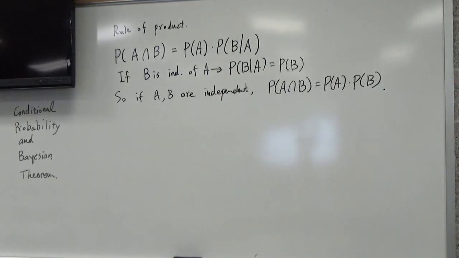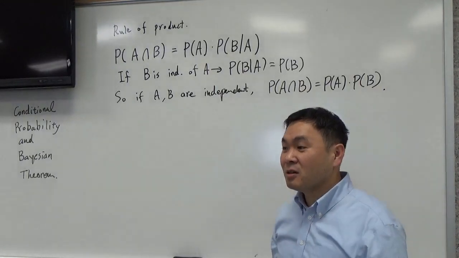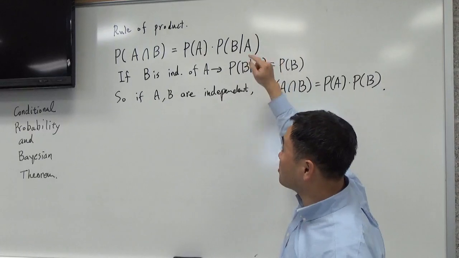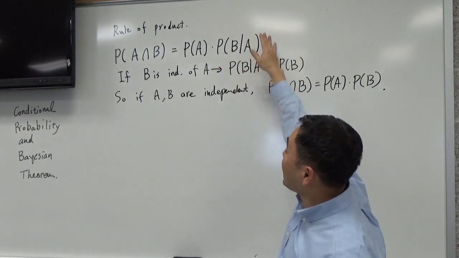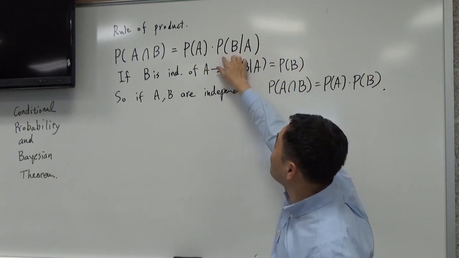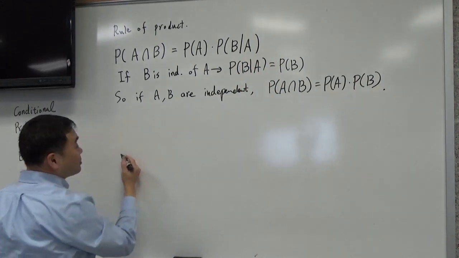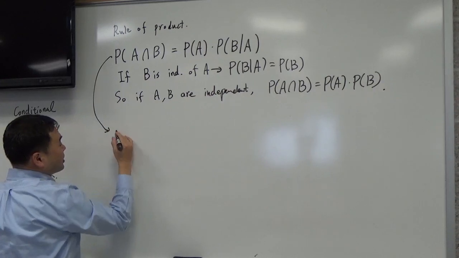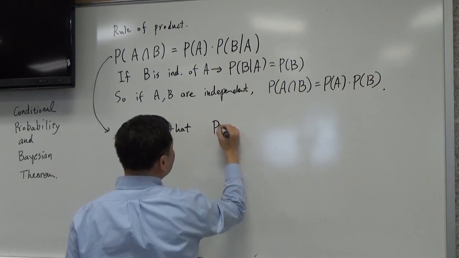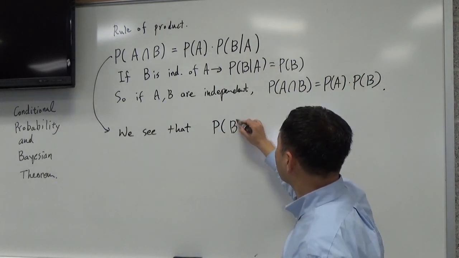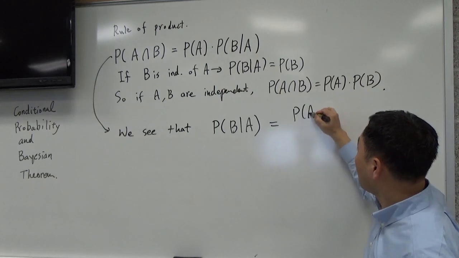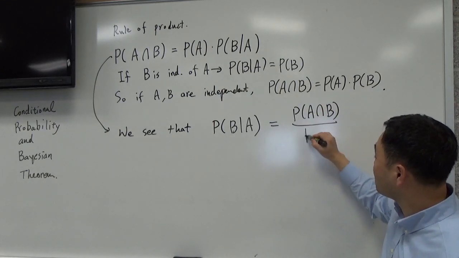Now, mathematically, if you ask what is a conditional probability, then rather than starting with an example, you just take this one as the definition of the conditional probability. So I wrote this down as if this is a mathematical formula, but actually this is a definition for P of B given A. From here we see that probability of B under A, if you solve this by dividing by P of A, is P of A and B over P of A.